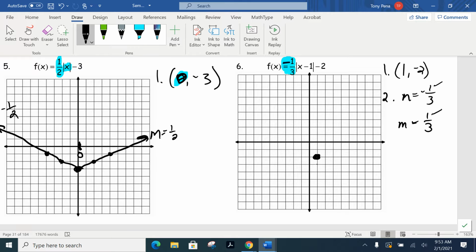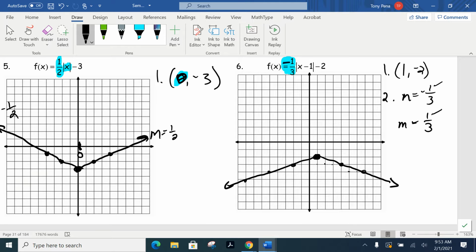if I go down 1, then we're going to go right 1, 2, 3. Down 1, 1, 2, 3. That is the right-hand side of our V. And then to the other side, instead of going down 1, right 3, we would go down 1 and then left 1, 2, 3. Down 1, 1, 2, 3. Connect those, and then now we have our V that's going to be opening downwards.